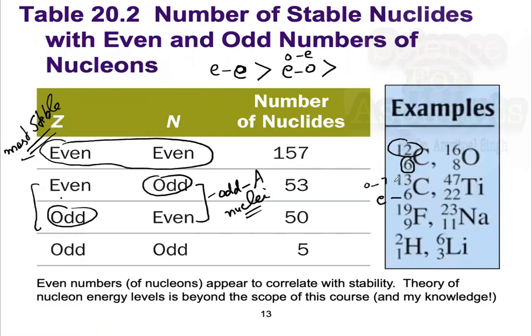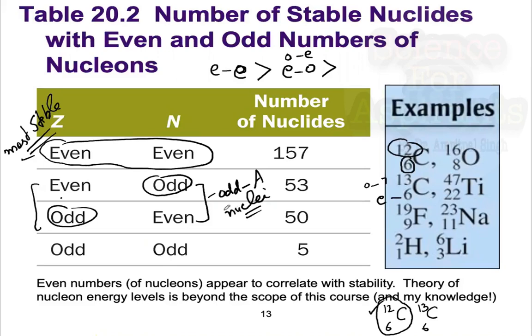Sometimes there is a question, C-6-12 and C-6-13, and they can ask you which is the most stable nucleus. Then you can see that carbon-6-12 is an even nucleus. So carbon-6-12 is more stable as compared to carbon-6-13.